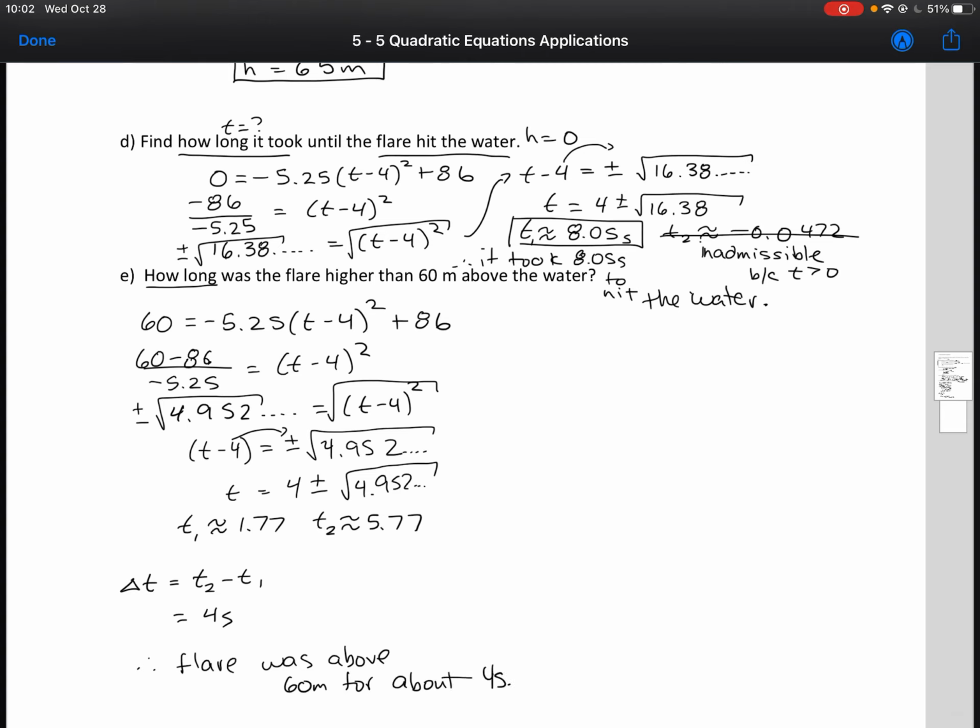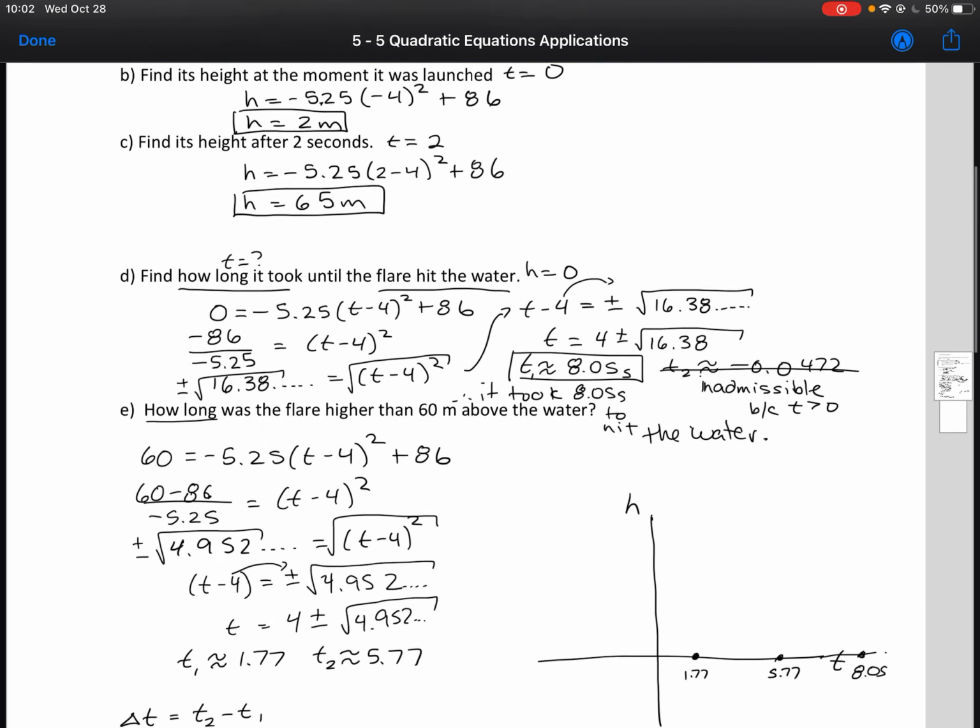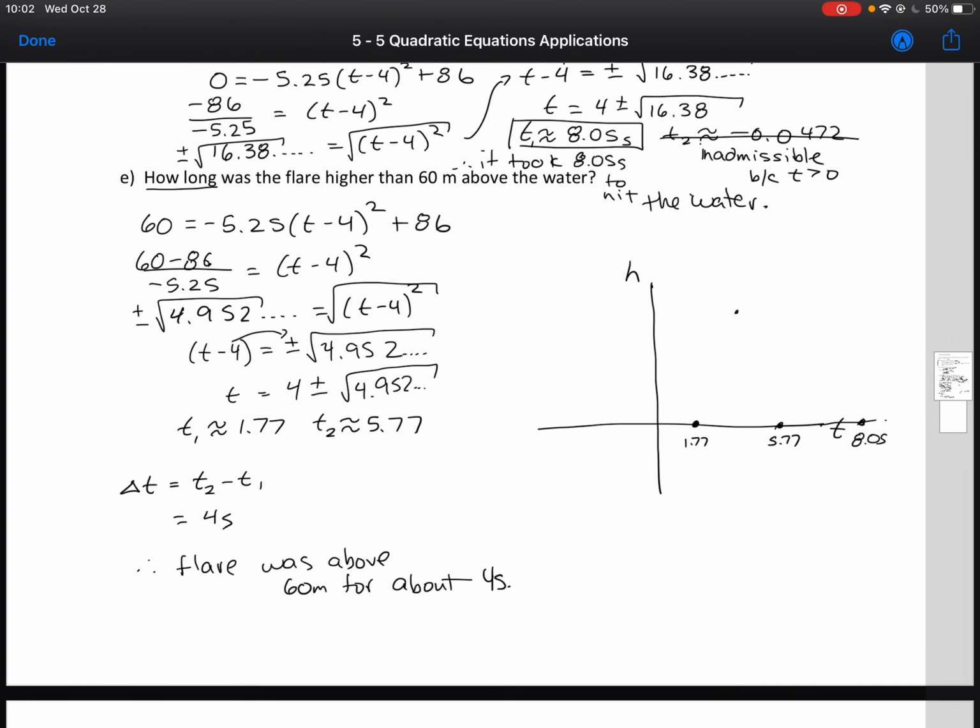Okay, so let's draw a little picture there just to finish up. So I have my quadrants here. I've got time and height on my axes, and then I've got 2 times to plot. So I've got 1.77, and then I've got 5.77 here. Okay. I also know from the beginning here that my flare is going to hit the water at about 8 seconds, which is maybe over here. Okay. And then I know that my maximum height is at 4 seconds, so somewhere in the middle.